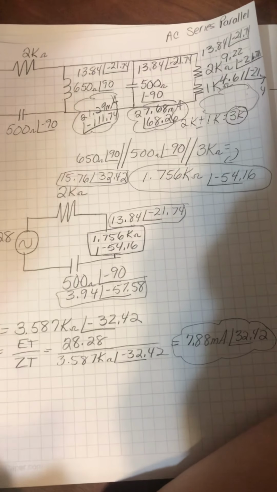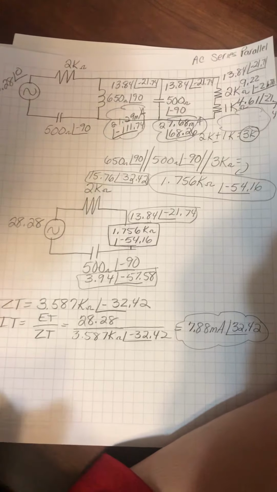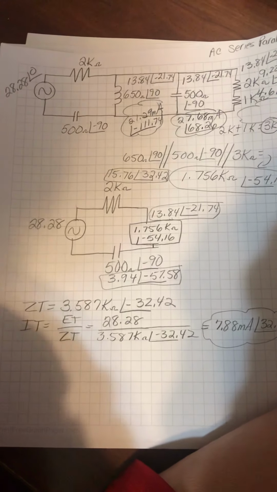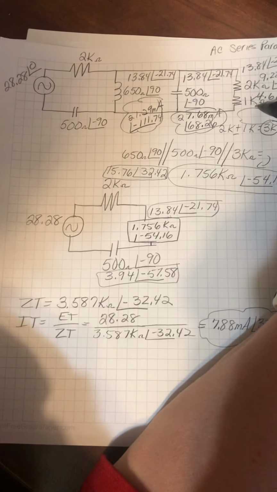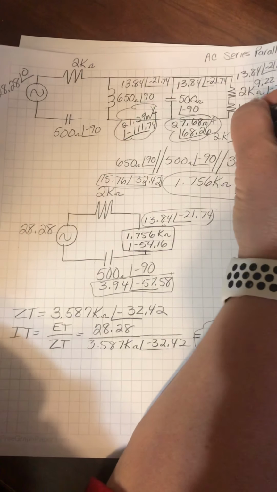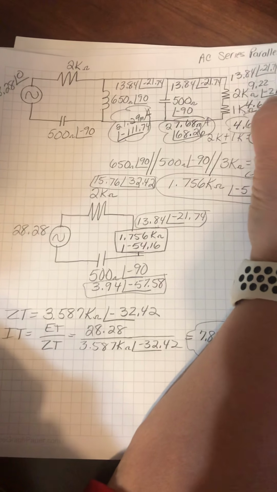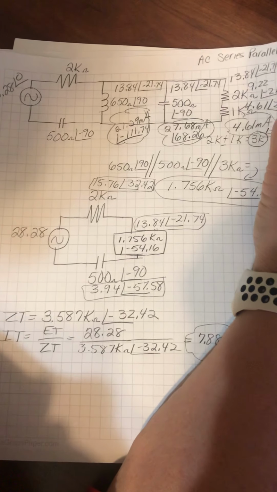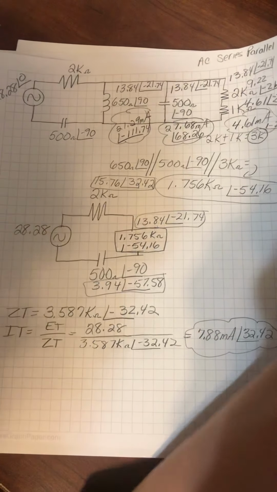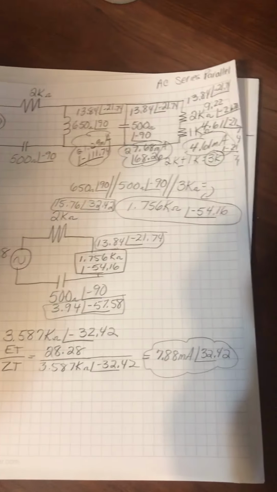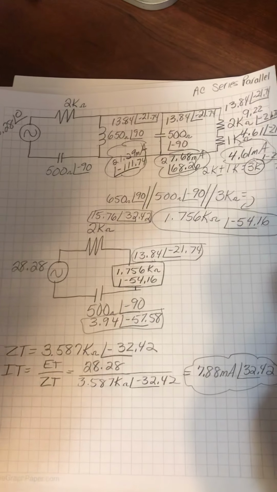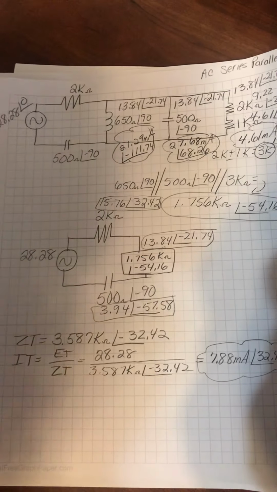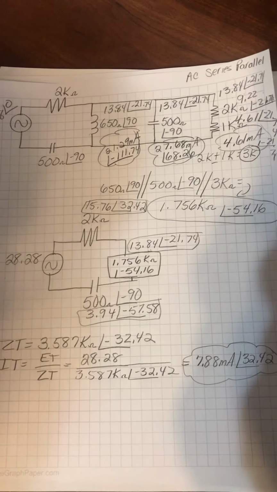But if we wanted to get the current for R2 and R3, you can just simply divide this divided by 3K. If you did that, your current was 4.61 milliamps at an angle of negative 21.74. And that's it. You got voltage and current for everything now. This voltage comes back here. This current of 7.88 goes in here. And it makes sense. Okay, talk to you later.